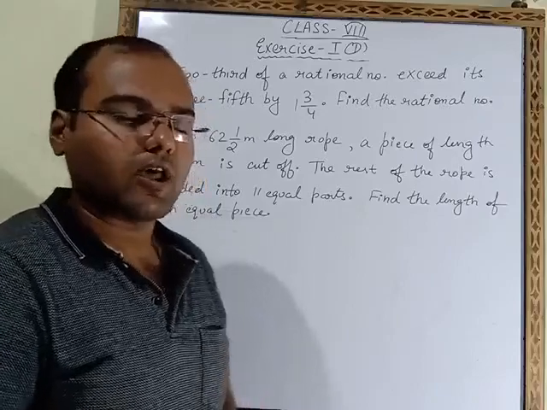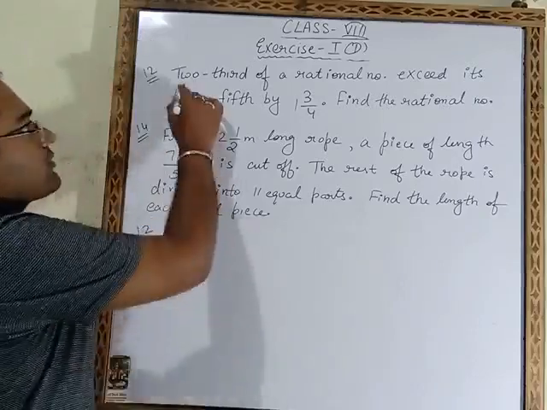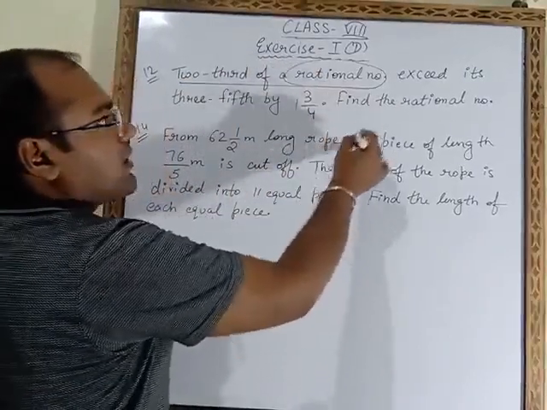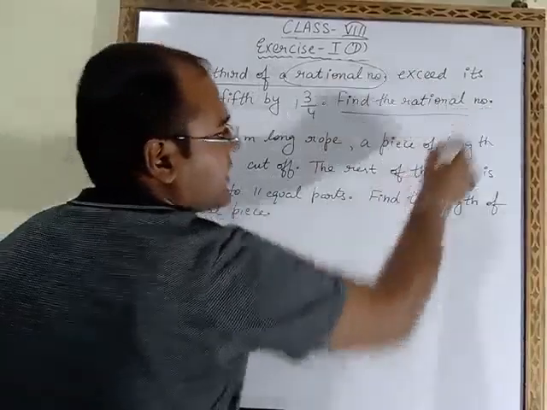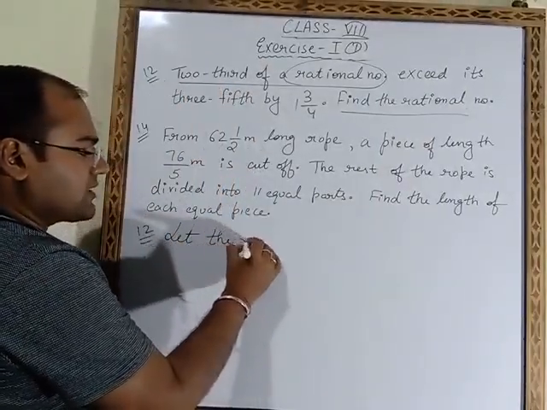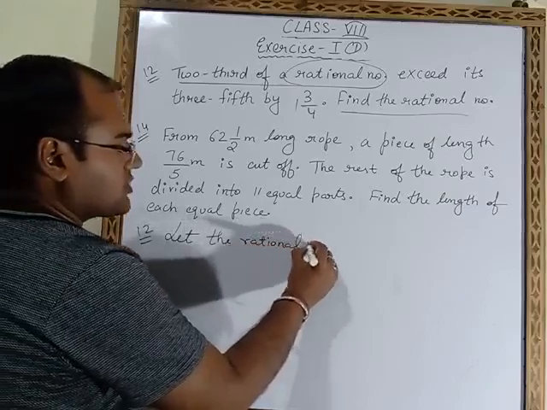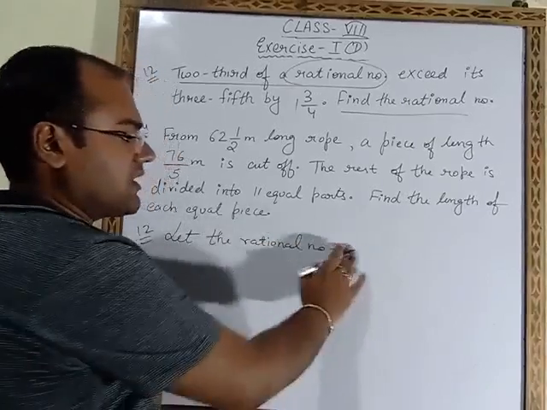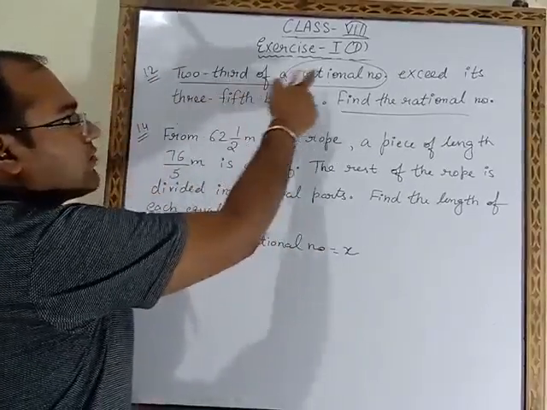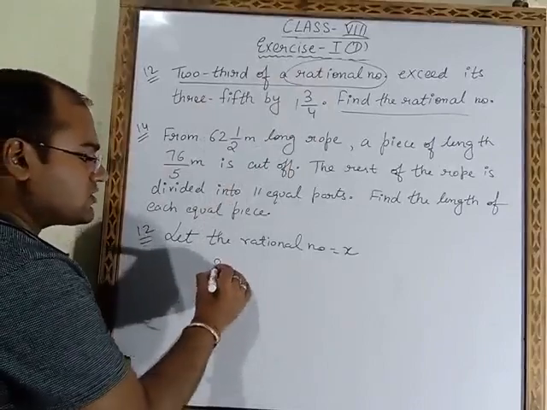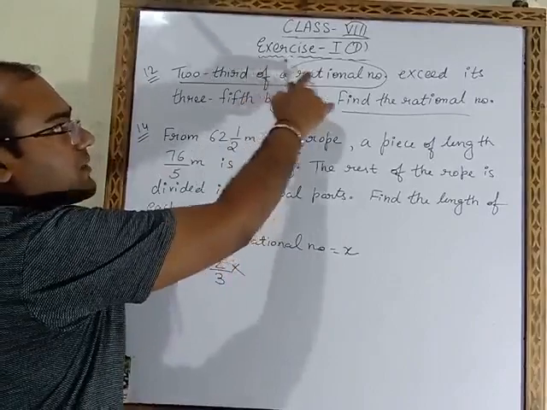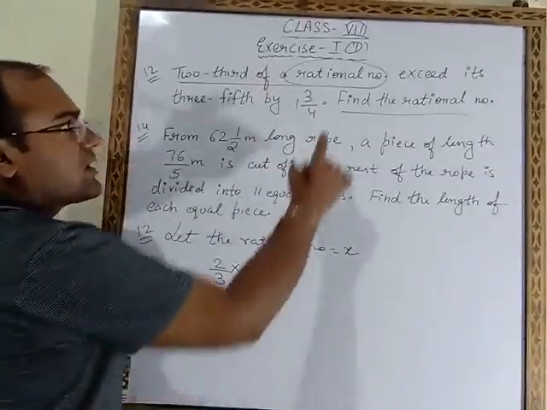Now come to question number 12. 12th question is 2/3 of a rational number. What is given? A rational number. And at last in the question he said find the rational number. So what you have to do first? We will assume that let the rational number is x. We will assume that the rational number which we have to find is x. Now 2/3 of the rational number. 2/3 means 2 upon 3. Of means multiply. 2/3 of means multiply. Rational number means x. Exceed.